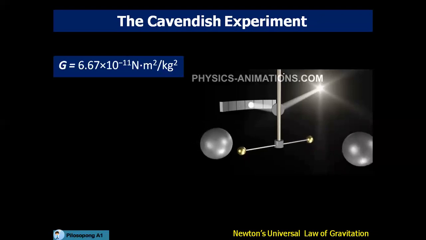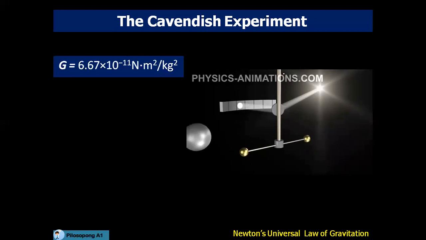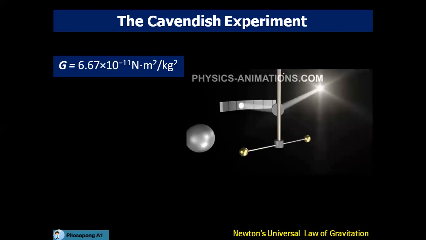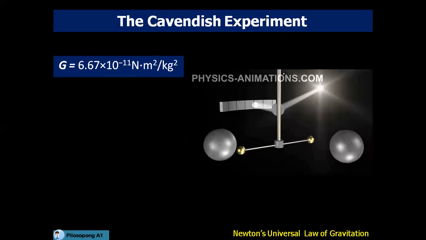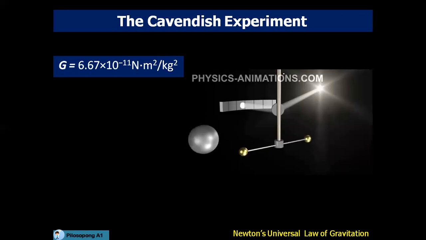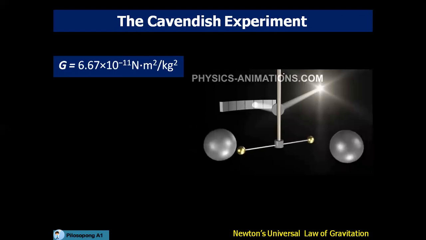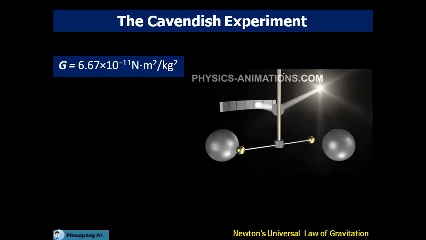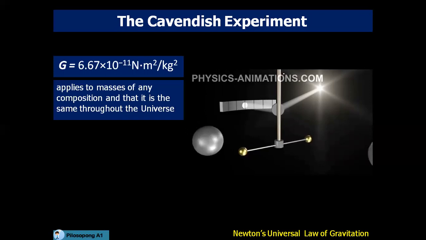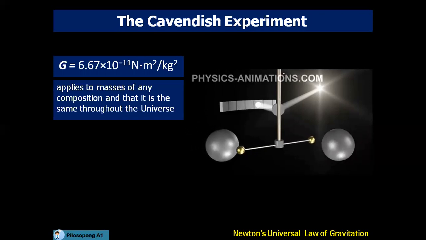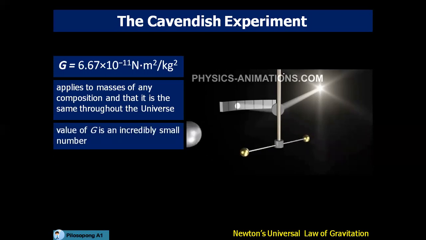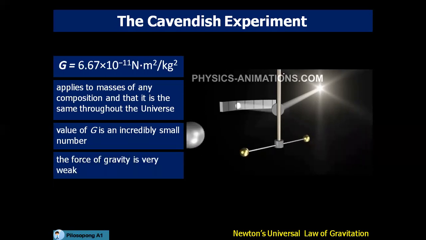So he constructed a device similar to that shown in the figure, in which small masses are suspended from a wire. Once in equilibrium, two fixed larger masses are placed symmetrically near the smaller ones. The gravitational attraction creates a twisting motion or a torsion in the supporting wire that can be measured. Thus, we have the value of G. He also found out that G applies to masses of any composition and that it is the same throughout the universe. The value of G is an incredibly small number, and the force of gravity is very weak.